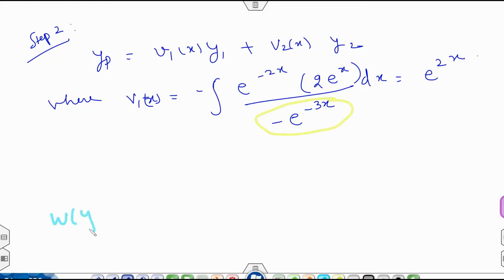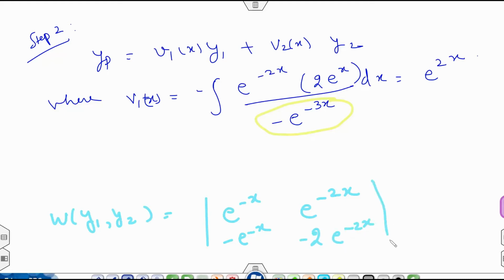The Wronskian of y1 and y2 is e to the power minus x, e to the power minus 2x, minus e to the power minus x, this is the derivative, and minus 2 e to the power minus 2x. So if you find the determinant, you will get minus e to the power 3x. So this is the Wronskian. I have written the Wronskian directly over here. Okay, so you can see this is my Wronskian.